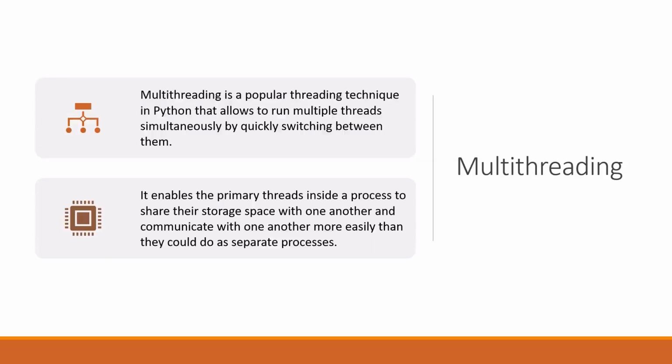Now what is multi-threading? Multi-threading is a popular threading technique in Python that allows us to run multiple threads simultaneously by quickly switching between them. Moreover, it enables the primary threads inside a process to share their storage space with one another and communicate with one another more easily than they could as separate processes. So in order to achieve several activities at once or in parallel, multi-threading is used. This boosts an application's efficiency and renders its output more effectively.